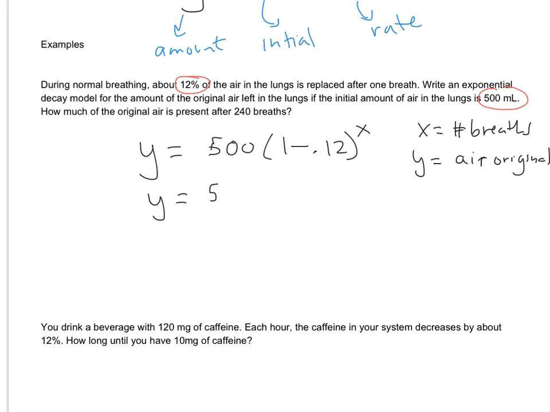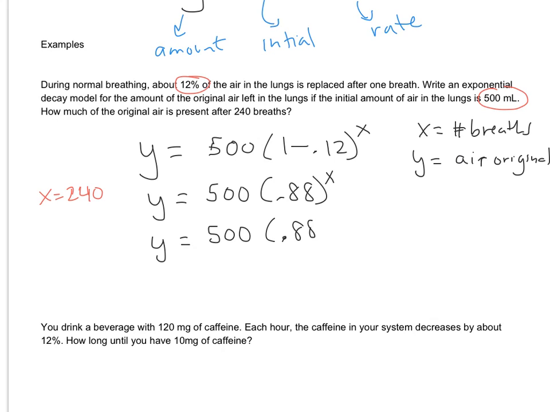So if I rewrite this, 1 minus 0.12 is 0.88. We want to know how much is left after 240 breaths, so that's x. So x is 240. If I plug that in, y equals 500 times 0.88 to the 240. So after this many breaths, we would think there would not be very much of the air left. So if we put that in our calculator, we get a really, really small number.